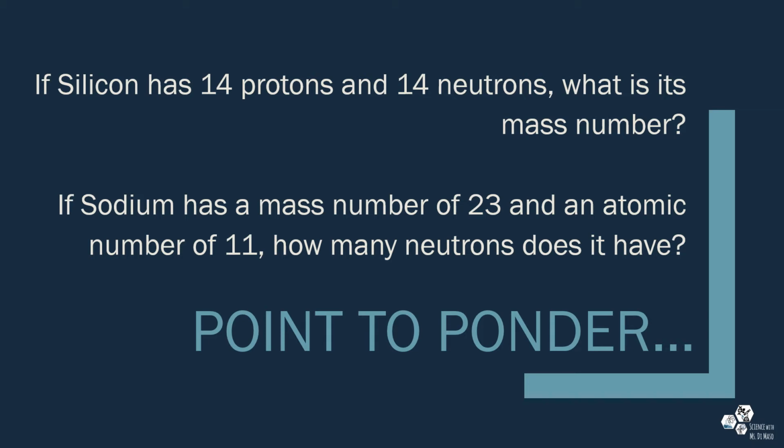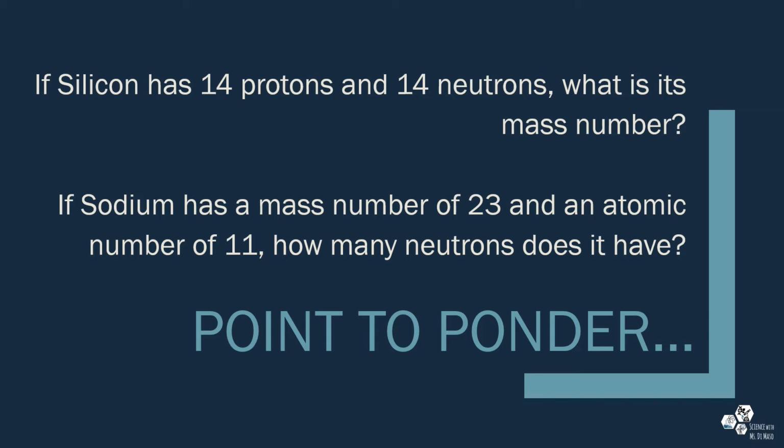If the element silicon has 14 protons and 14 neutrons, what is its mass number? And the second question is, if sodium has a mass number of 23 and an atomic number of 11, how many neutrons does it have? I want you to pause and try to figure out these answers for yourself. I am going to go over them with you, but try to use that as your double check. Try to figure this out on your own first.